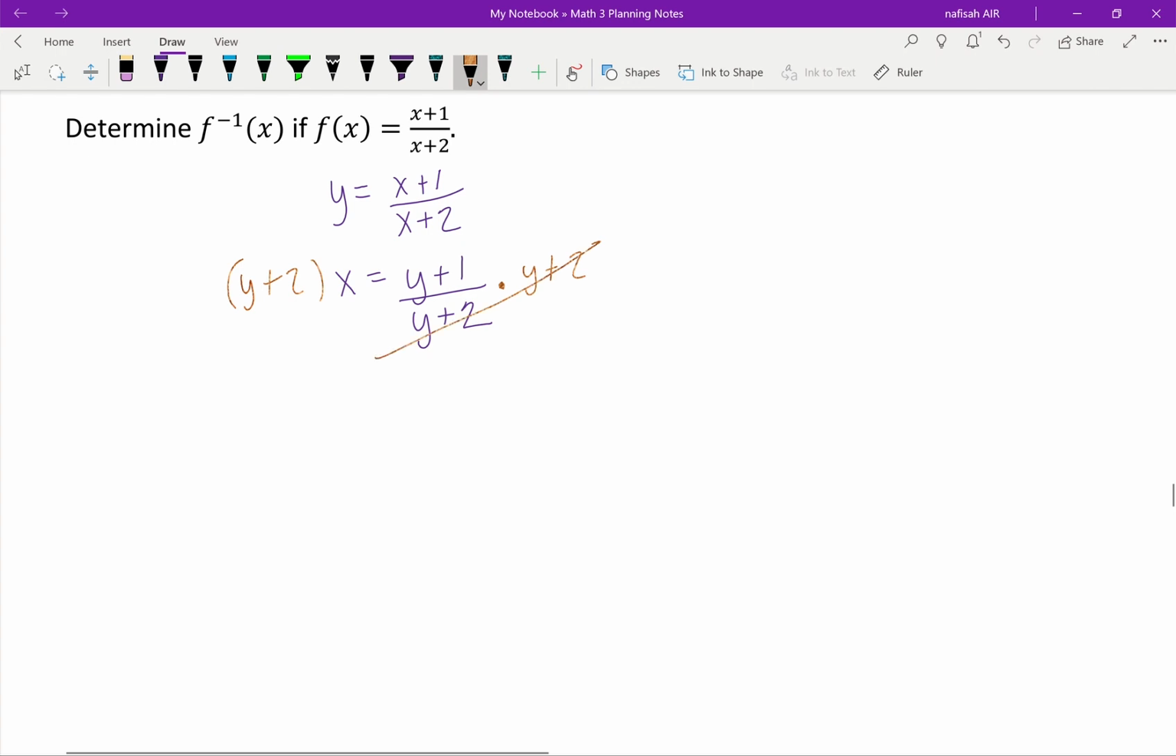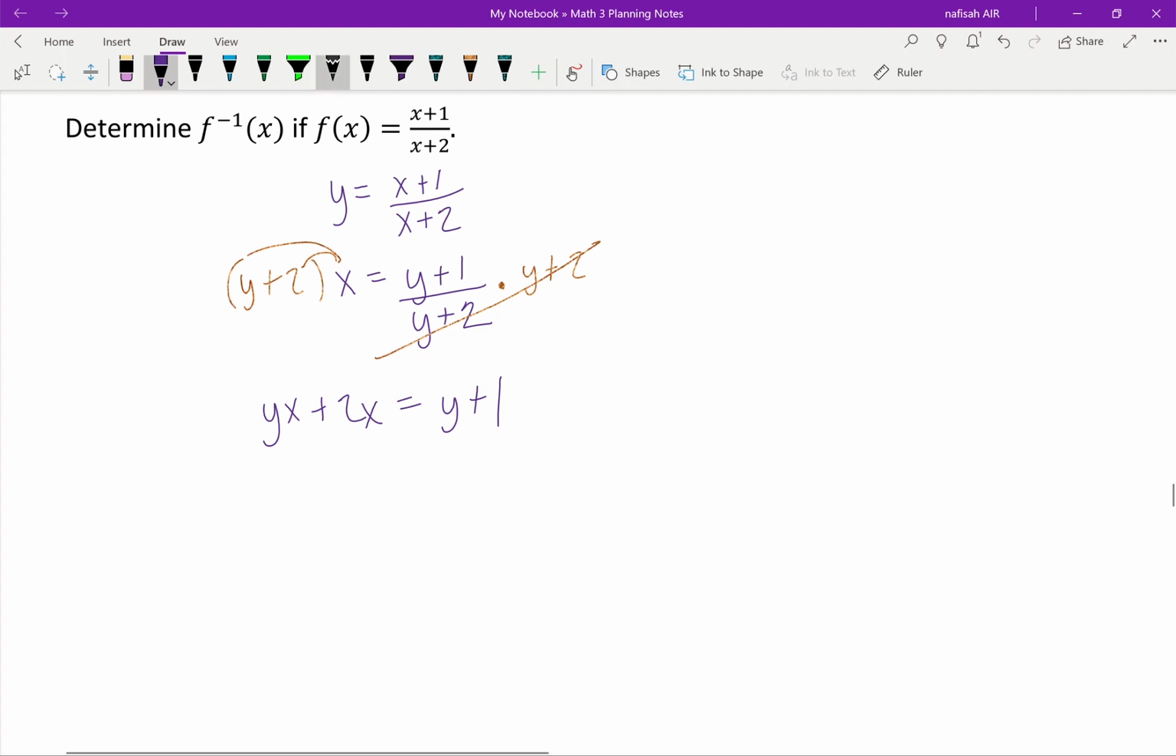They'd cancel out over there, and I'd be left with yx plus 2 because I have to distribute my x, equals y plus 1. Again, I multiply by my denominator, and when I multiplied x by my denominator of y plus 2, it becomes yx plus 2x.